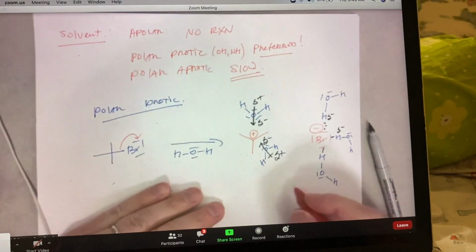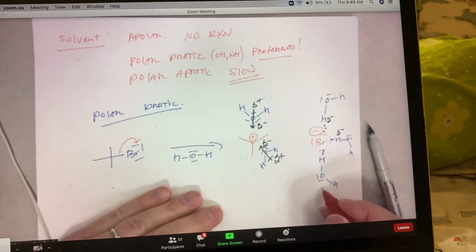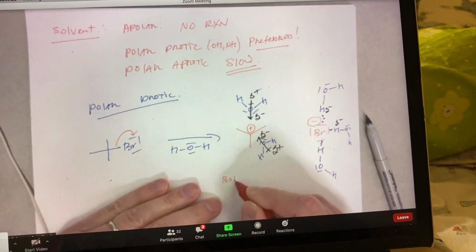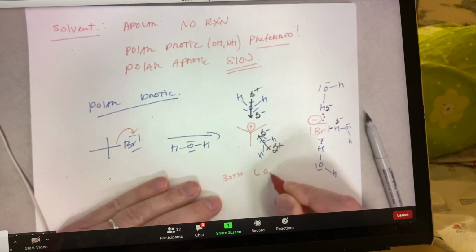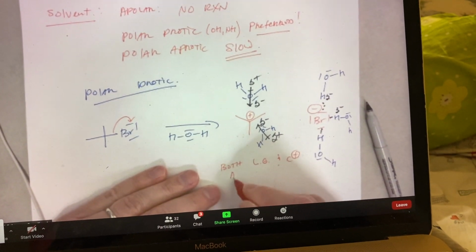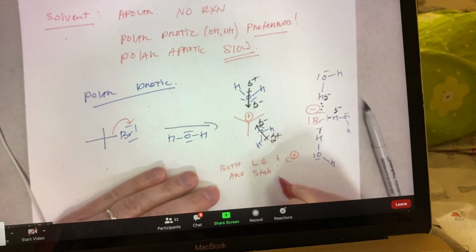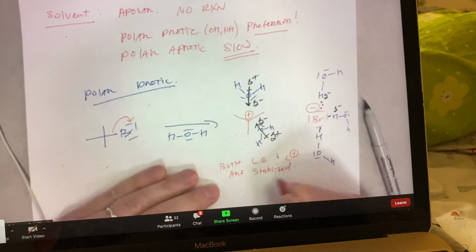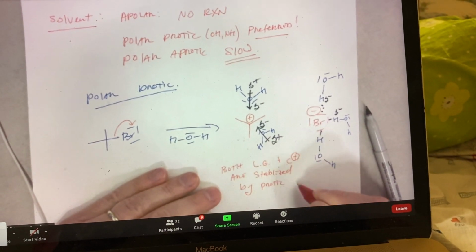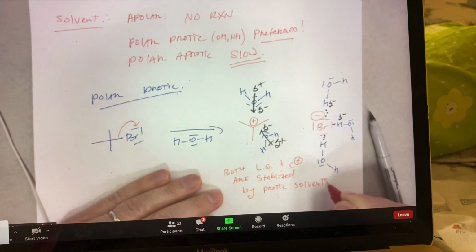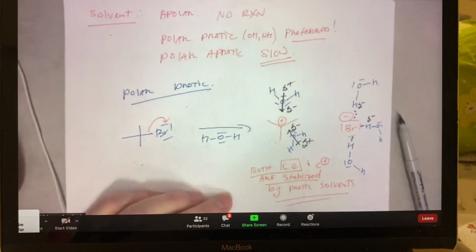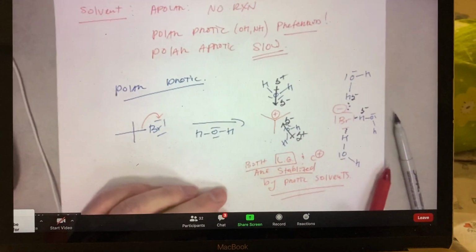Okay? And so here we have the special feature, that both the leaving group and carbocation are stabilized by protic solvents. Okay, this is the key feature, that particularly the leaving group can get stabilized by a polar protic solvent.